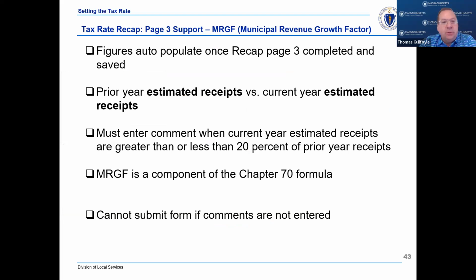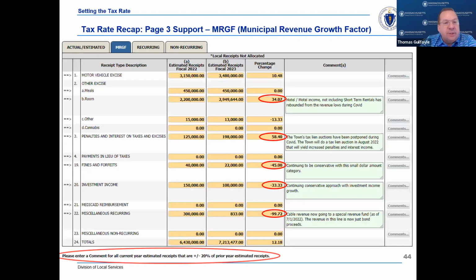The next tab we will go to is the municipal revenue growth factor. Again, those were the lines with the arrows in the left-hand column. These items specifically are used as a component of the municipal revenue growth factor, which goes into your Chapter 70 formula. On this form, any increases or decreases, 20% plus or minus, need to have an explanation. So we're looking to analyze any big swings in these specific categories, which could affect your Chapter 70, your municipal revenue growth factor portion of the Chapter 70 calculation.